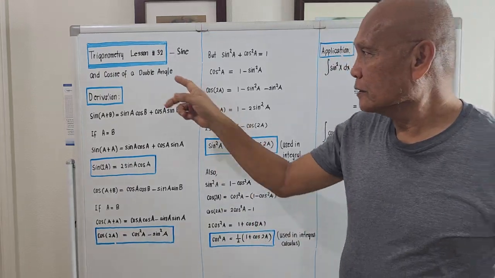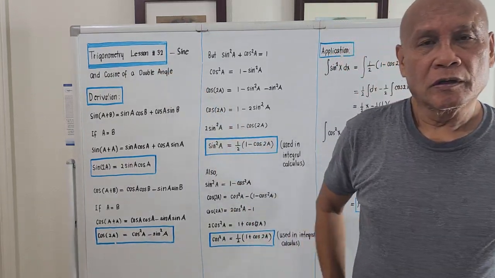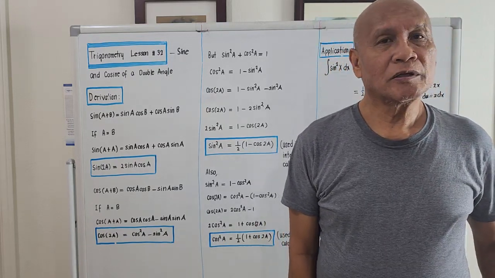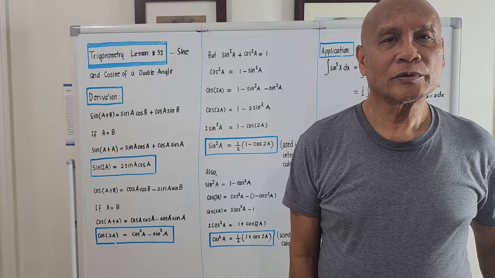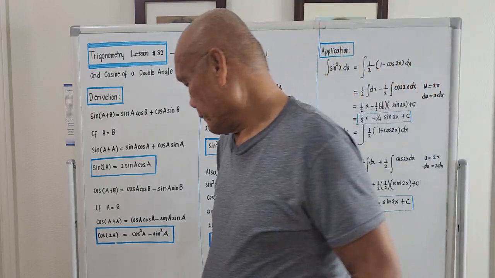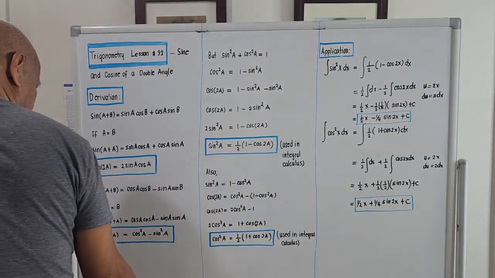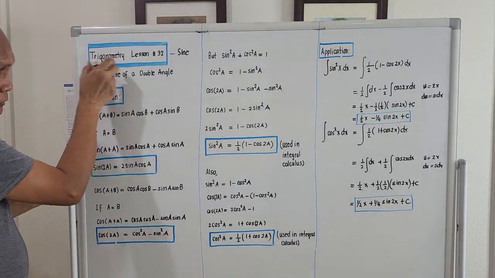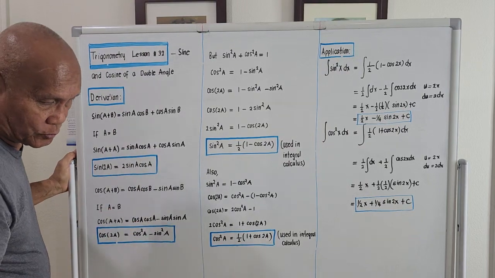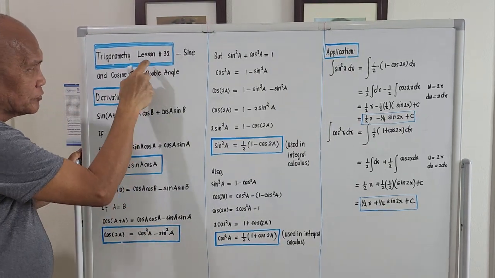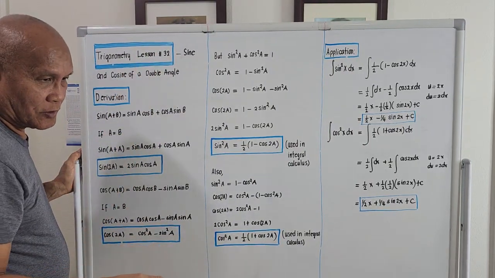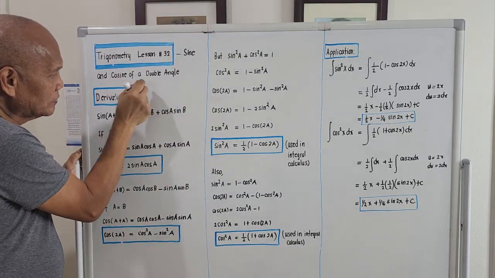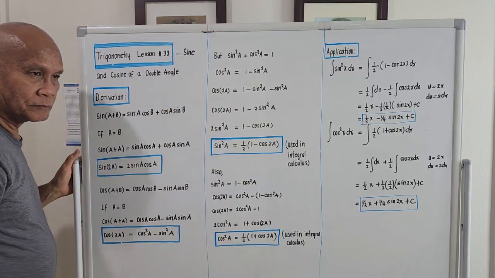Lesson number 32. This is a continuation of the long video format discussion on trigonometry. Okay, let's proceed. The subject matter for tonight will be trigonometry, and we are now on lesson number 32. The title of the topic will be sine and cosine of a double angle.